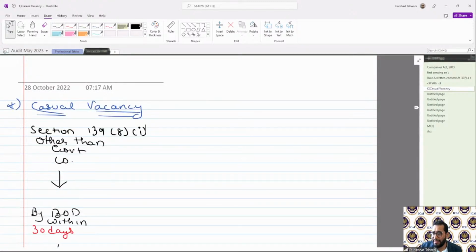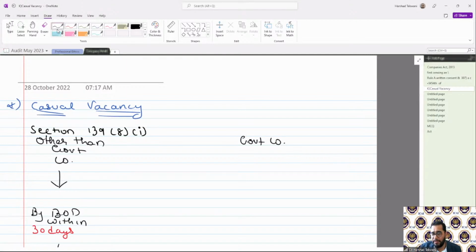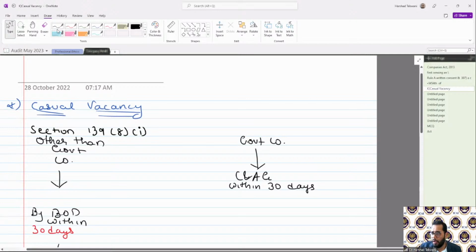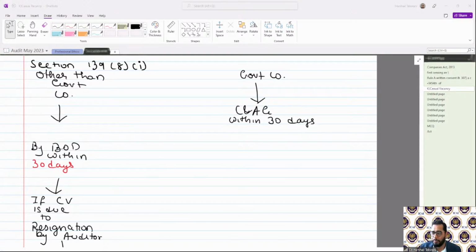Now, another provision is for a government company. In case of a government company, the casual vacancy is filled by the CAG, again within 30 days from the casual vacancy. Pretty simple. Within 30 days from the date of casual vacancy by CAG.